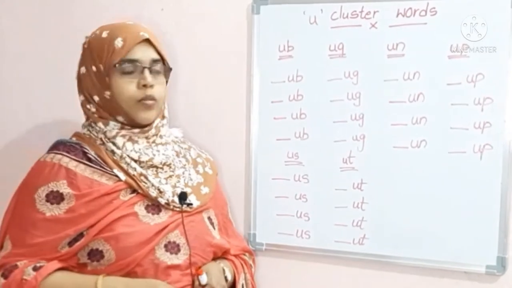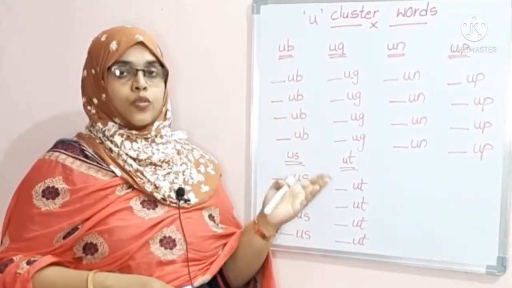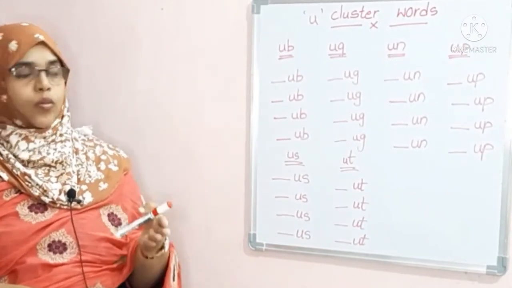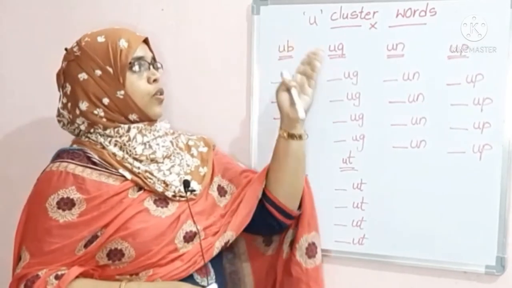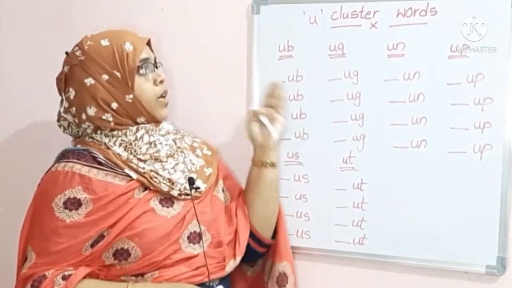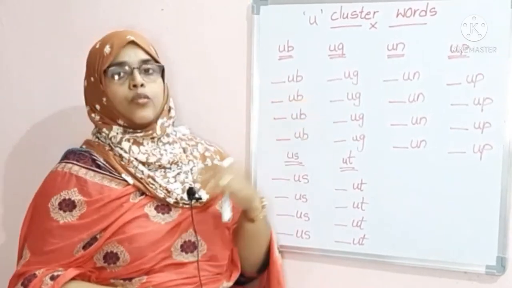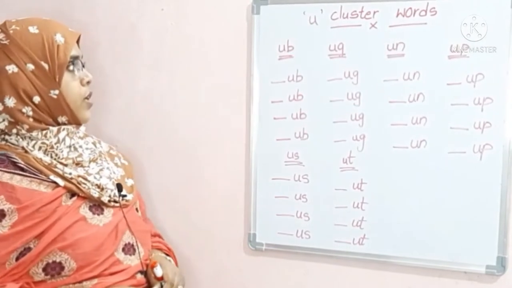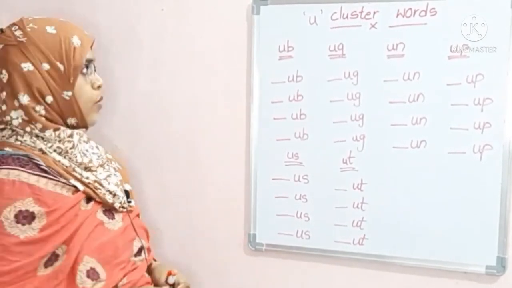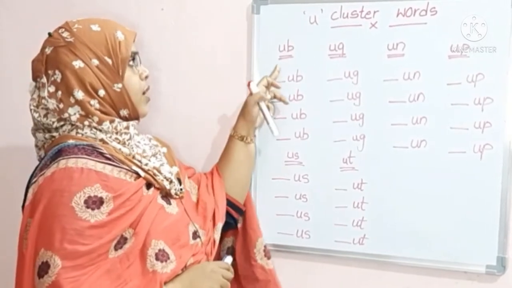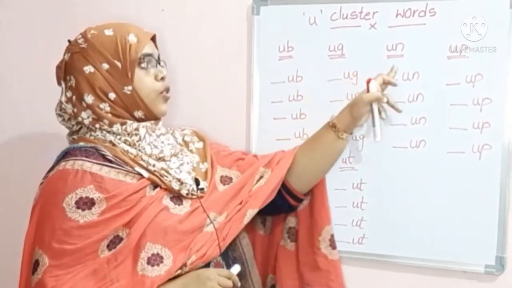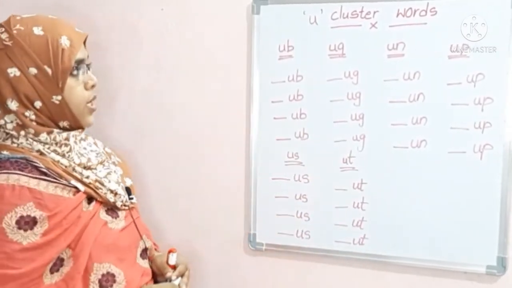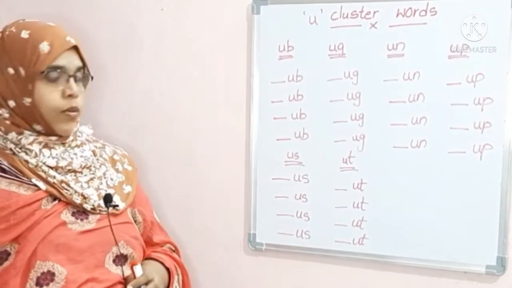Children, I have explained different words using the clusters of vowels A, E, I, O. Now I'll be explaining the words formed by the use of U clusters. Okay, now we'll be forming different words using U clusters. So here we have UB, UG, UN, UP, US, UT. These are the different clusters of vowel U.